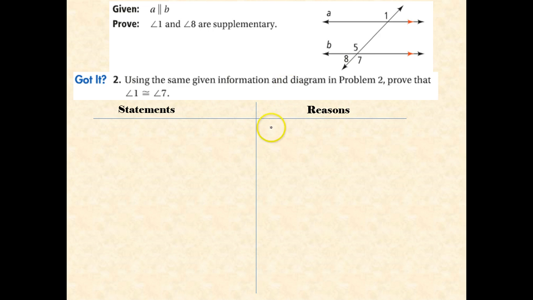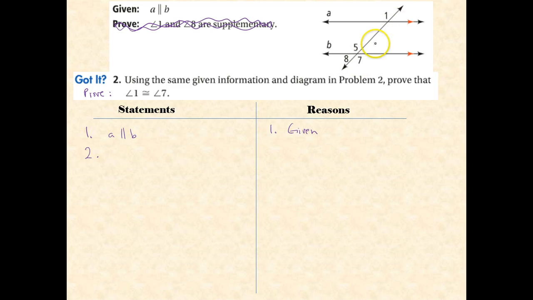Okay, where do we begin? We begin with the given information. So, we know that line A is parallel to line B. We want to prove, so this is the old prove, we're just using the given information and the picture to prove that angle 1 is congruent to angle 7. So these are alternate exterior angles here.